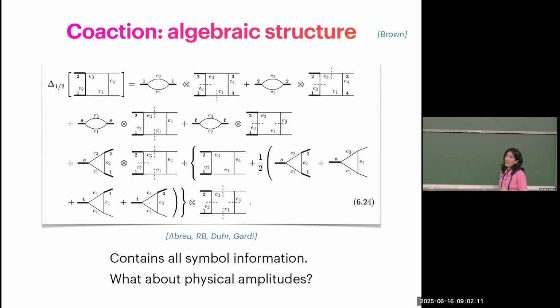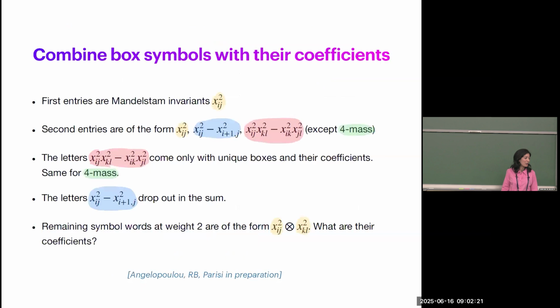Now, what about physical amplitudes? That's the question. If we want to put this in our simplest, our hydrogen atom of quantum field theories, n equals 4 super Yang Mills, we need to combine these things for symbols with their proper coefficients.